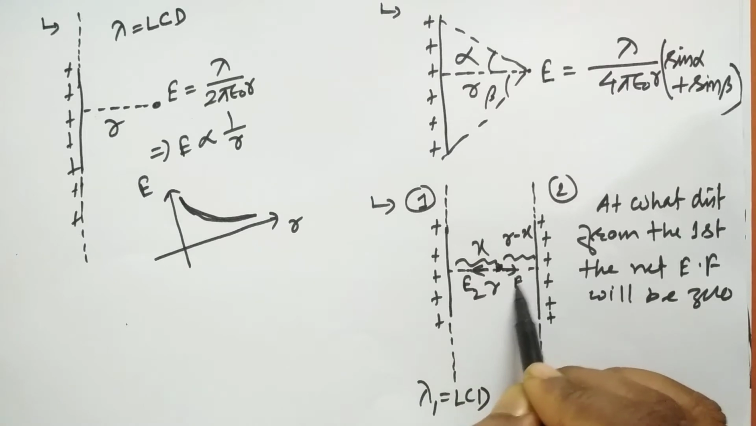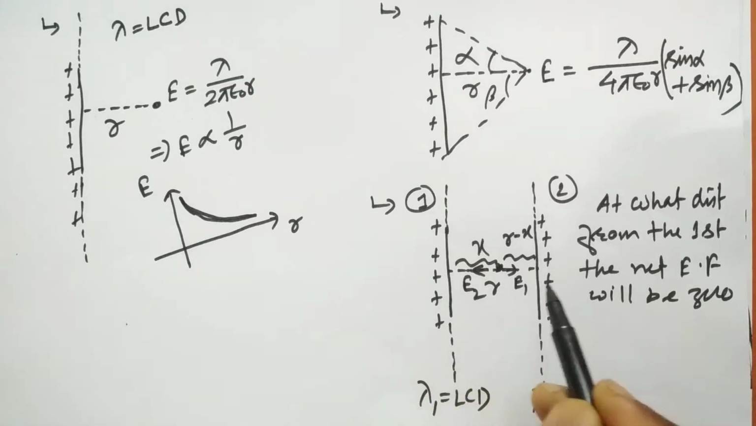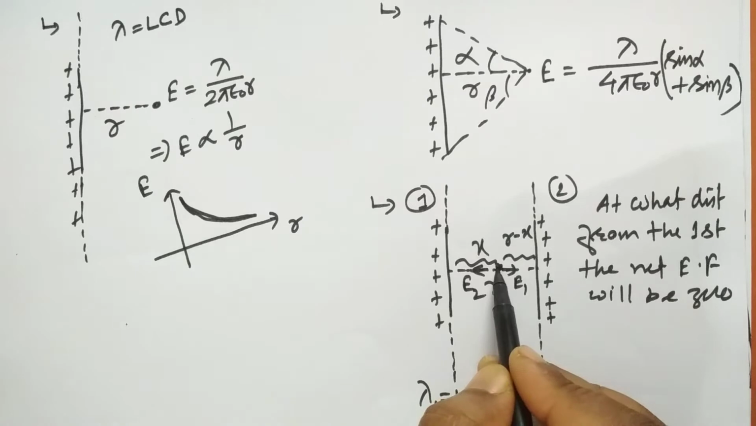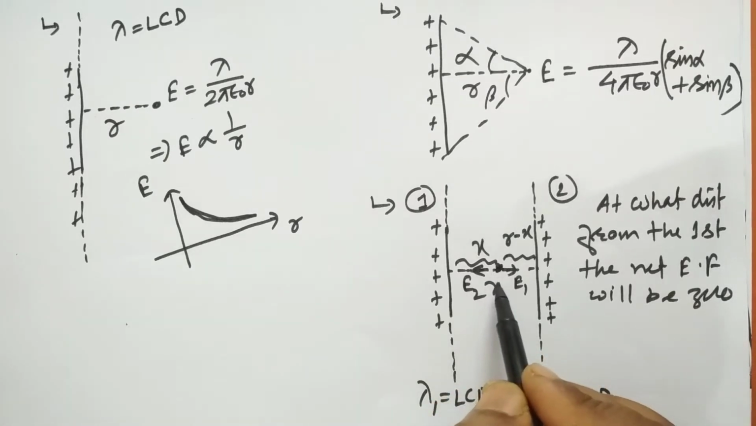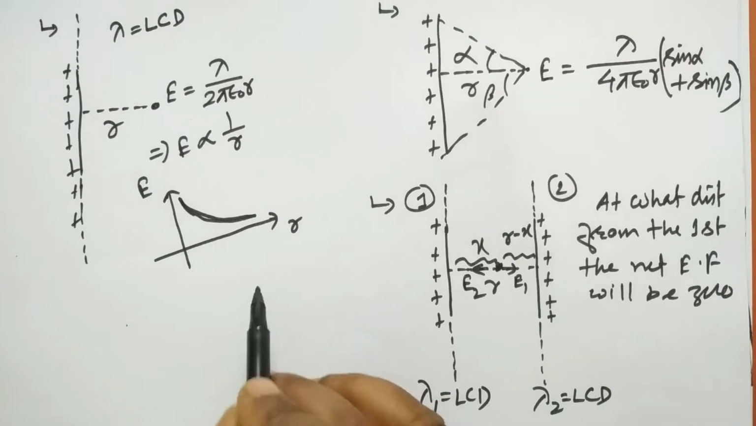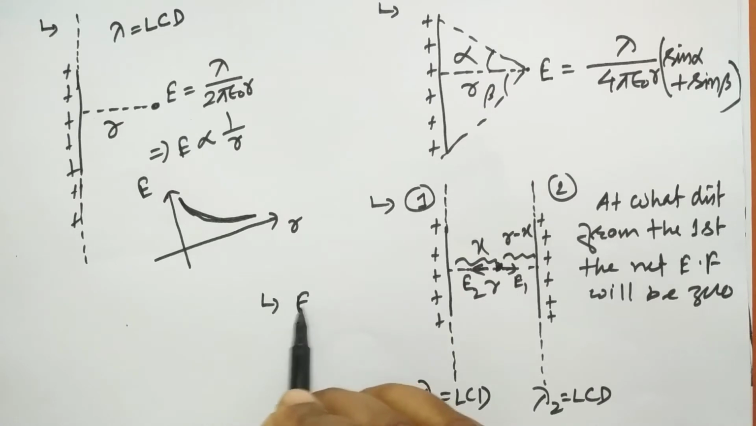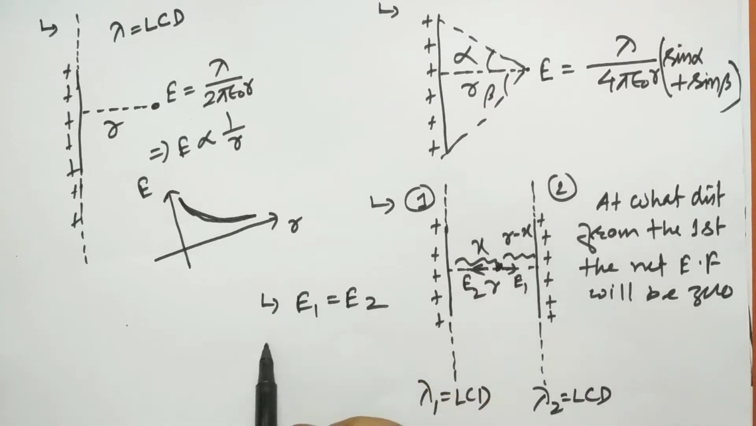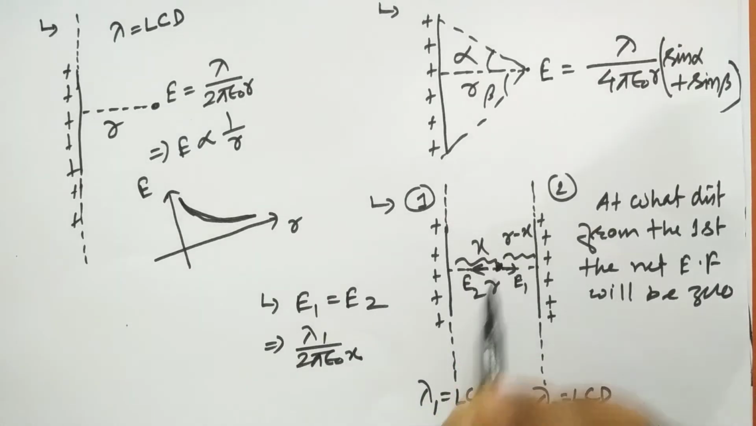This is E2, this is E1. E1 is towards right and E2 is towards left. They are opposite, and once they become equal, the net field will become equal to 0. So I have to write E1 is equal to E2. In magnitude they have to be equal, in direction they are opposite. E1 is nothing but lambda 1 divided by twice pi epsilon naught x from here.